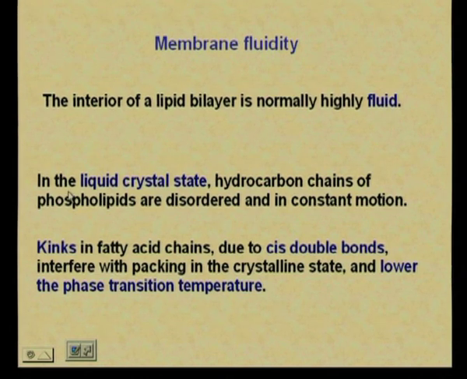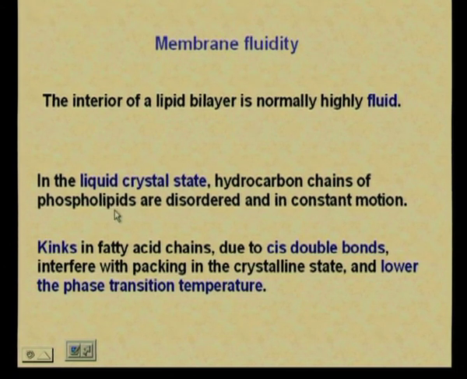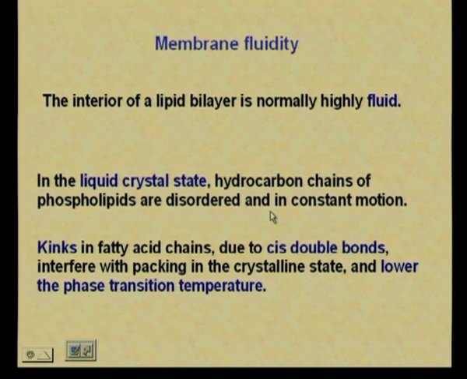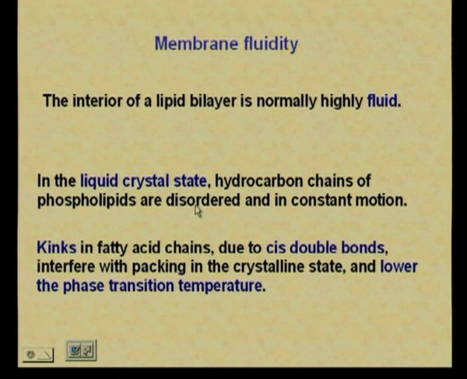Now, in the liquid crystal state, the hydrocarbon chains of the phospholipids are disordered. They are in constant motion because, you have to remember, the cells are suspended in the plasma. There is a cytosol to it, there is an extracellular matrix to it. So, they are all suspended. Because of this, they are in constant motion and they are highly disordered as well.